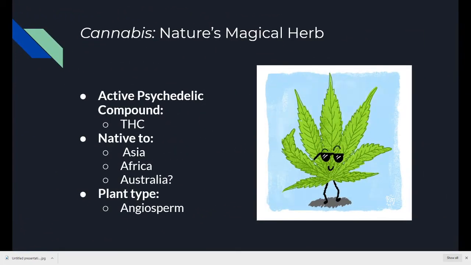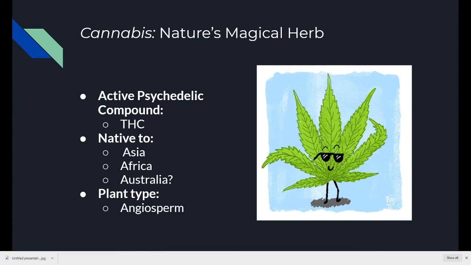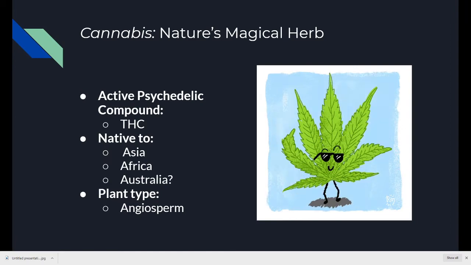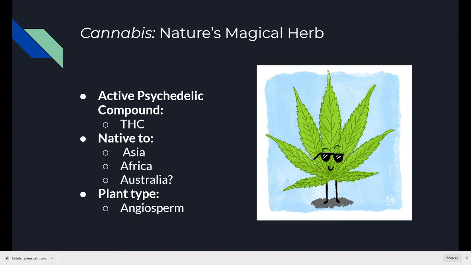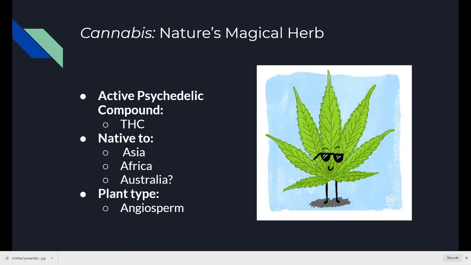So let's start off with everybody's favorite friend, nature's magical herb. Hi, it's the cannabis plant. Cannabis is actually not a psychedelic itself, but it contains the precursor for a psychedelic compound known as THC. THC is a psychedelic compound because it's the only cannabinoid that binds with those serotonin receptors we mentioned earlier. Every other compound doesn't seem to elicit an effect on serotonin receptors.